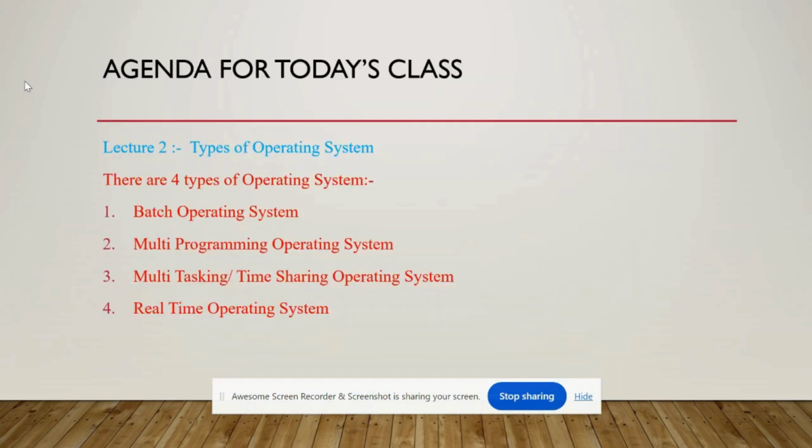Today, in this lecture 2, you are going to learn about types of operating system. There are four types of operating system. First one is batch operating system. Second one is multi-programming operating system. Third one is multitasking or time-sharing operating system. And the last one is real-time operating system.